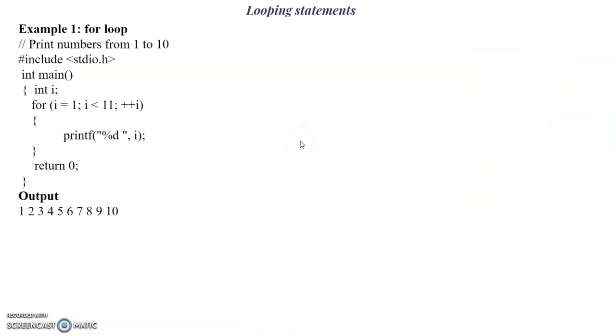So I want to print the first 10 natural numbers. Here: int i; for i equals 1, i less than 11, i plus plus, printf %d space i. First i is initialized to 1, then i is checked against less than 11, and since it is true, the statement inside the body of the for loop gets executed, which prints 1. Then i becomes 2, and since 2 is less than 11, it prints 2. It goes on until the value of i becomes 11 by the i plus plus, then the for loop condition becomes false and it terminates and comes out.